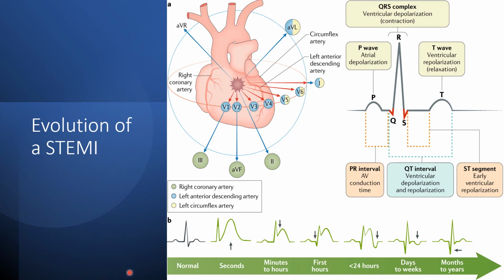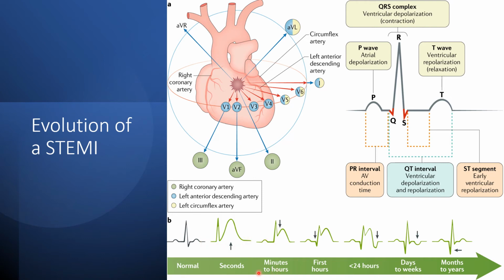The timeline for the changes on the EKG that is reflective of what is happening in the underlying myocardium is shown here. So this is a normal EKG. Within seconds of a complete occlusion, you will have something called a hyperacute T wave. A hyperacute T wave is basically an ST segment that is super elevated and merges with a very tall T wave. So hyperacute T waves occur within seconds of occlusion in the coronary artery.